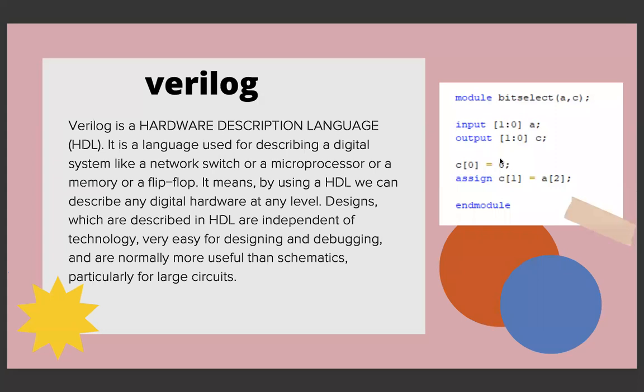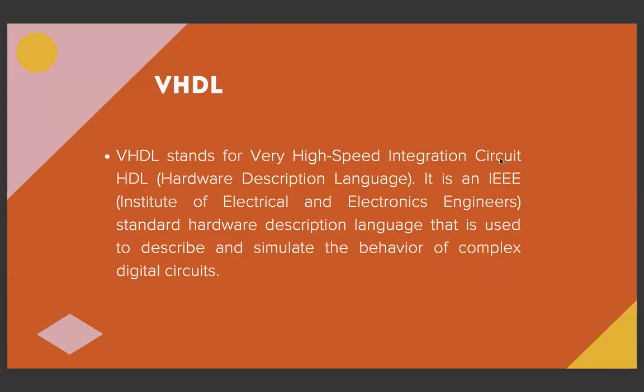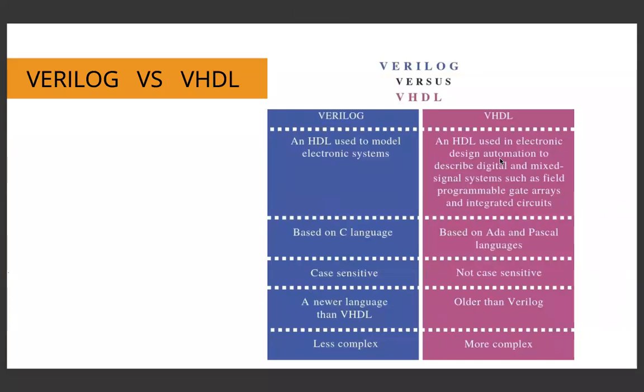So then came an add-on called VHDL, which, as described, is used for FPGAs or in academic purposes. If you see the difference between Verilog and VHDL, these are the differences. It's used for modeling an electronic circuit. These are used for digital and mixed signal designs where both analog and digital things are there, especially in applications of FPGAs or in academic purposes. This is based on C, this is based upon Pascal or something. Verilog is case sensitive. VHDL is not case sensitive. It's a newer language. It's older compared to Verilog. It's less complex and more complex.